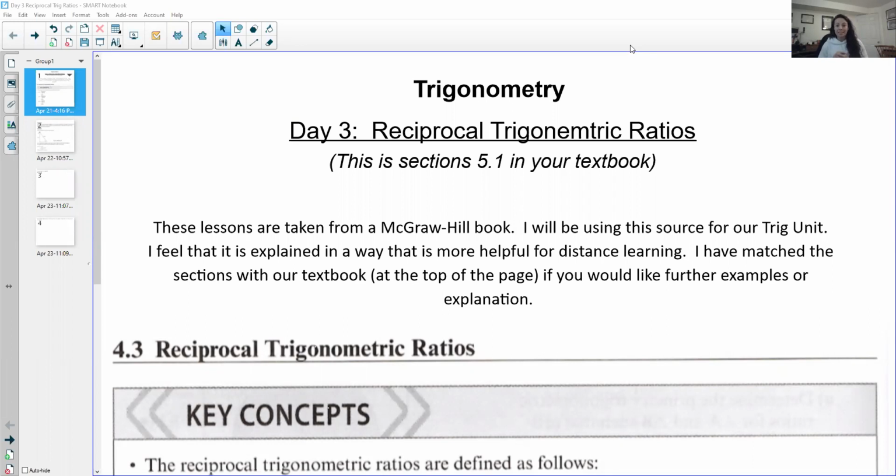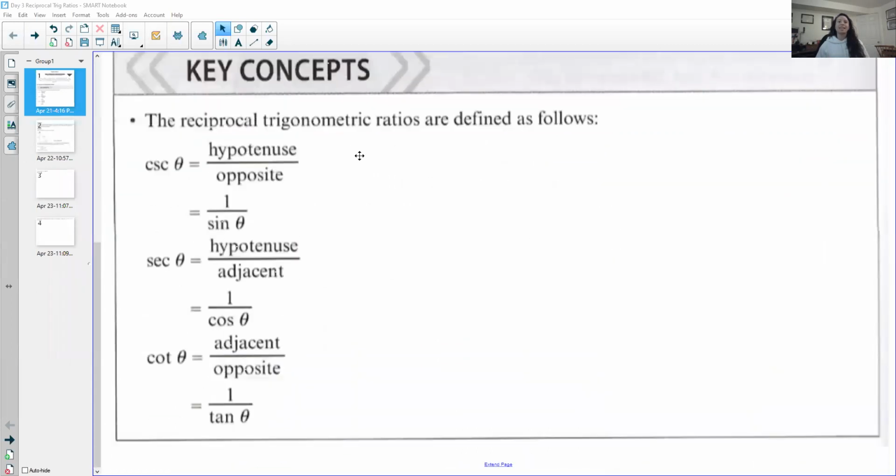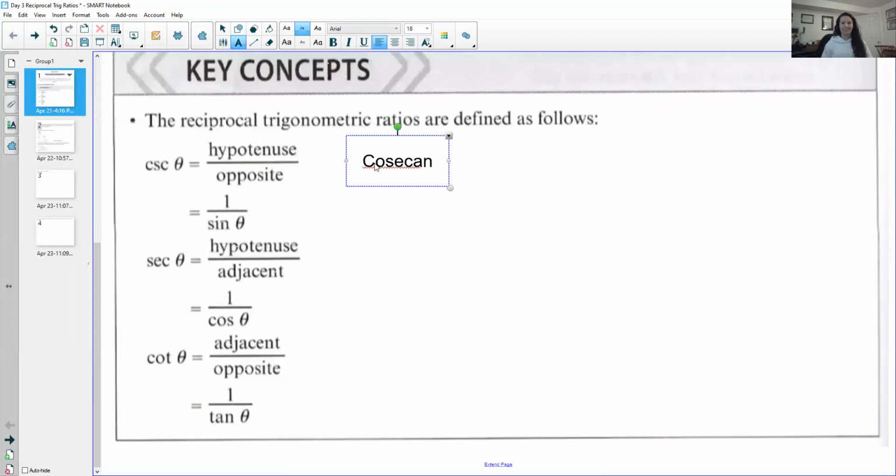Now think about that. Reciprocal is the flip, and your trig ratios, they're talking about your primary trig ratios, sine, cos, tan. So I'm introducing you to 3 new trig ratios, and I'm going to write these down. This is called the cosecant, there we go. This one here is called the secant, and this one here is called the cotangent.